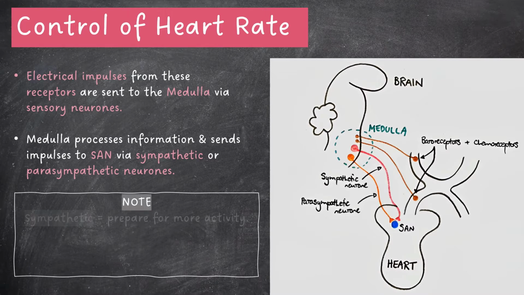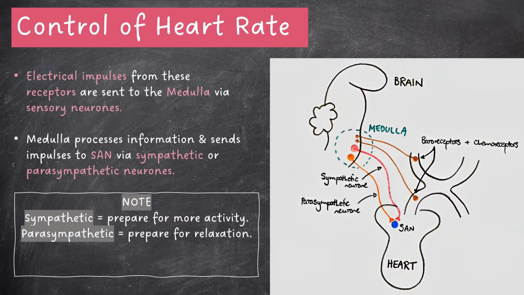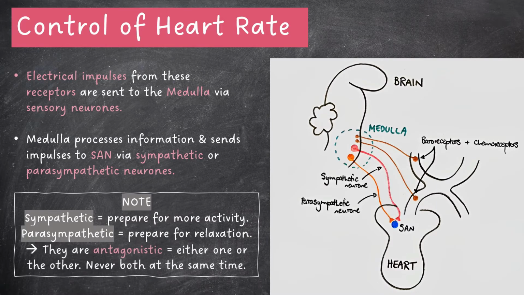Note that the sympathetic nervous system prepares the body for more activity, whereas the parasympathetic nervous system prepares the body for relaxation. They are antagonistic, meaning that at any given time only one of these is operating. They never work simultaneously. So what determines whether the SAN increases or decreases the heart rate?